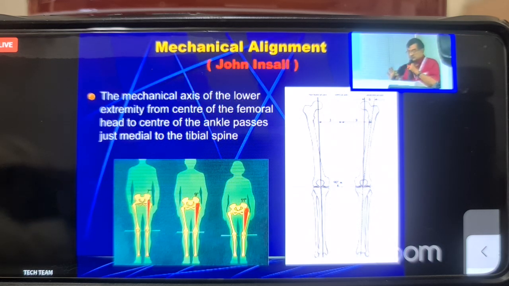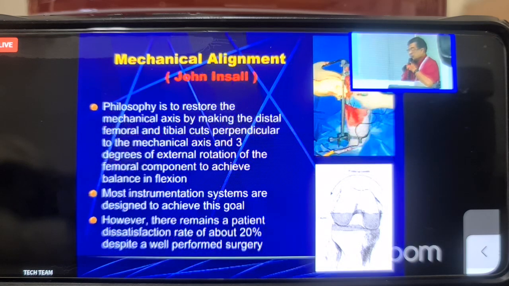This was Insall's philosophy, and the whole surgery was based on this. Even today, I think a vast majority of orthopedic surgeons follow this philosophy, and it has given excellent results in the vast majority of cases, barring a few. But it's a philosophy which is still, I think, most widely accepted, and almost all instrument systems follow this philosophy.